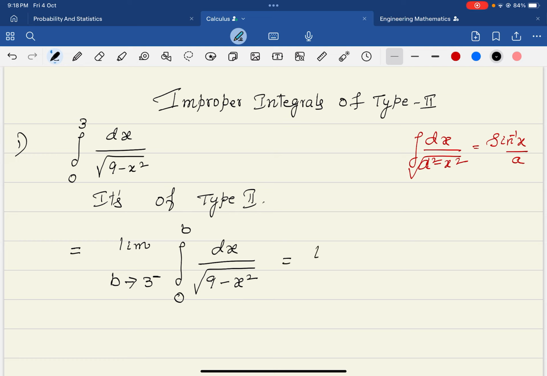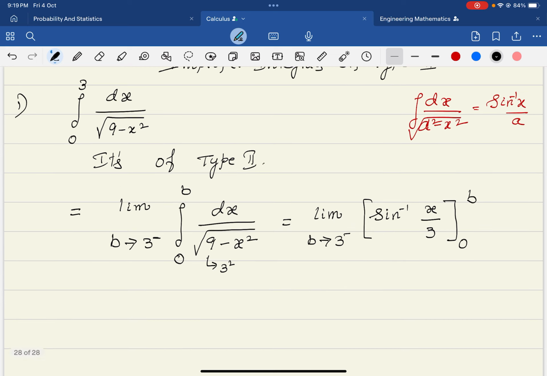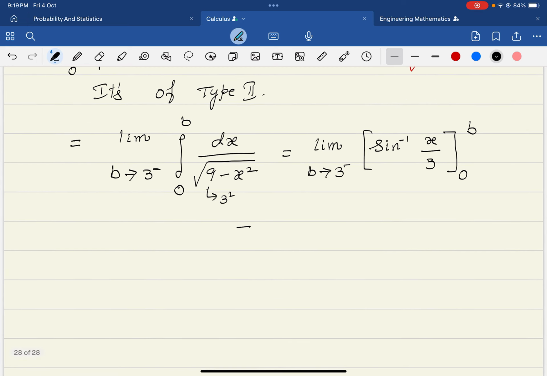So now we write, this is given by limit b tends to 3 minus. Now what is the integral? The value is sine inverse of, and in the place of 9 we can write 3 square, so in the place of a you have 3, correct? So it is sine inverse of x by 3. Now put the limits from 0 to b.